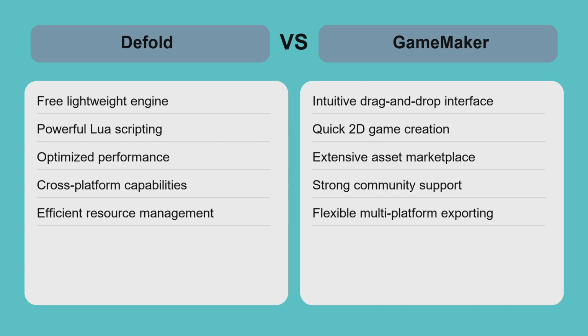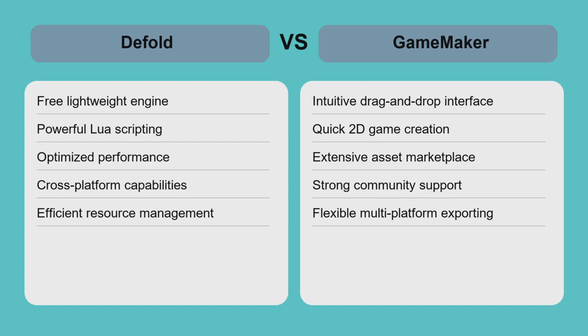GameMaker, on the other hand, shines with its beginner-friendly drag-and-drop system and quick development cycle, supported by a vast asset marketplace. It's perfect for rapid 2D game creation but may struggle with more complex games or high-performance demands. Licensing costs can add up for multi-platform exports in GameMaker, whereas Defold remains free.